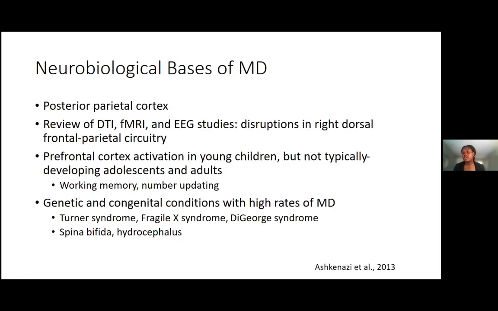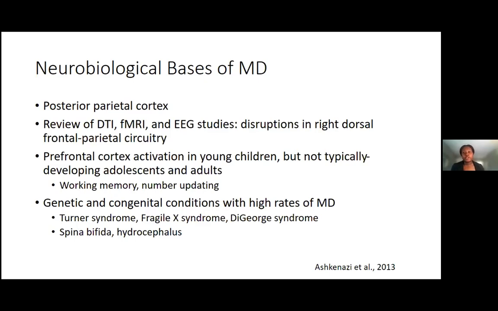All right, and then thinking about neurobiological bases for math disorder. Here we're thinking in contrast with reading and writing disorders, which are really considered disorders of language processing. Neuroimaging studies, while there are relatively few of them that have looked at math disorder in isolation, those that exist, and there was actually a great review back in 2013 that reviewed different types of neuroimaging studies in math disorder, have found that there is a distinction in the circuitry involved between math and reading.